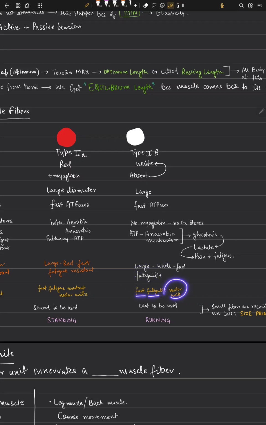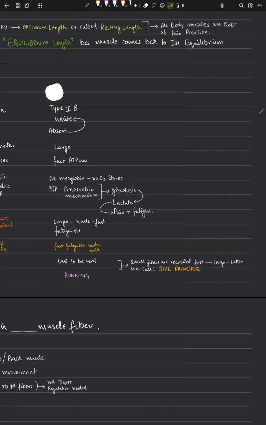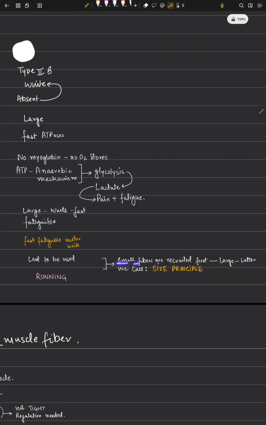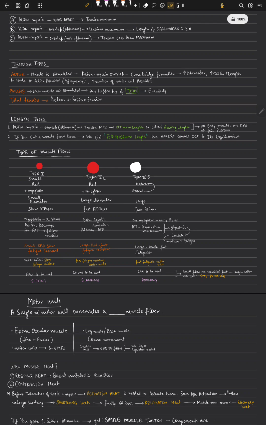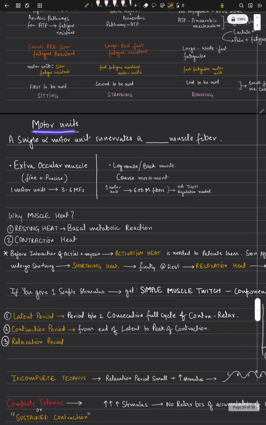Fast, fatigable motor units, we use it for running. Last to be used. Small fibers are recruited first, because they are easy to be recruited and they have aerobic metabolism. Large later, we call this size principle. Cool. Okay. What is motor units?